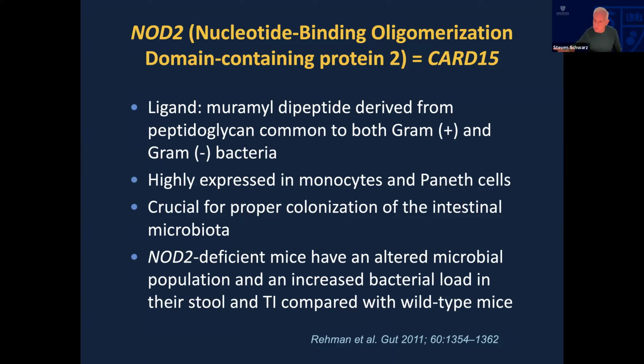What do Paneth cells produce? Defensins and other antimicrobial elements. So appropriate NOD2 expression is crucial for proper colonization of the intestinal microbiota through activation of Paneth cell mechanisms. And we know that NOD2 deficient mice have an altered microbial population and an increased bacterial load in their stool and in their terminal ileum compared with wild-type mice. So this experimental model confirms the fact that NOD2 is an essential gene that helps regulate our microbiome.